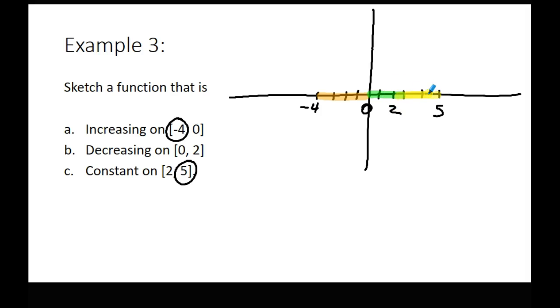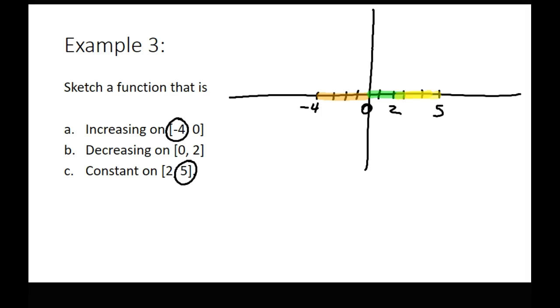All right, so from 2 to 5 is the other interval. So we have 3 intervals, orange, green, and yellow. You guys good? What are you laughing at? Just trust me. All right, so what's happening on the orange interval, the interval from -4 to 0?